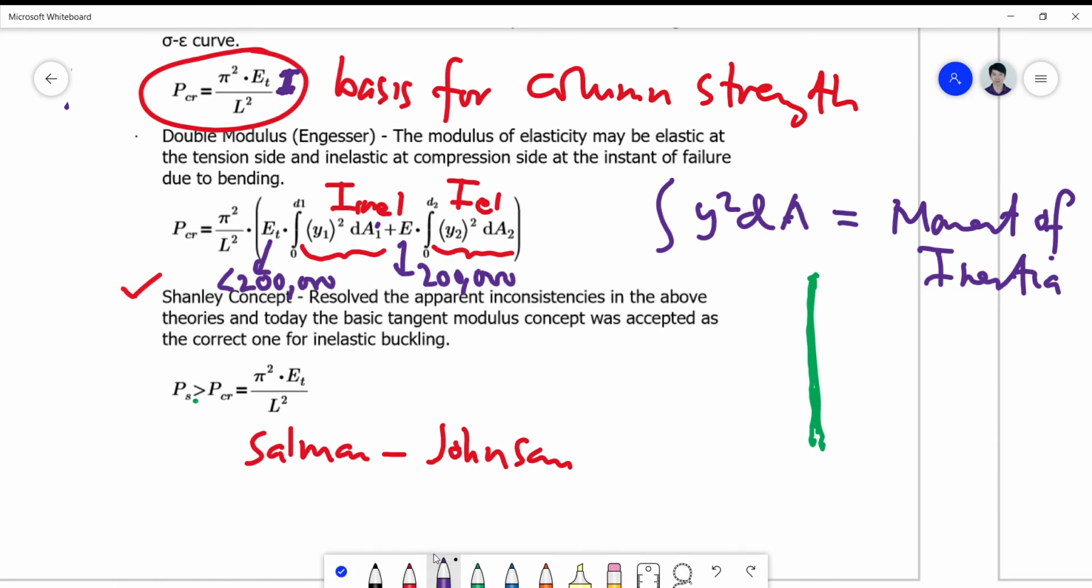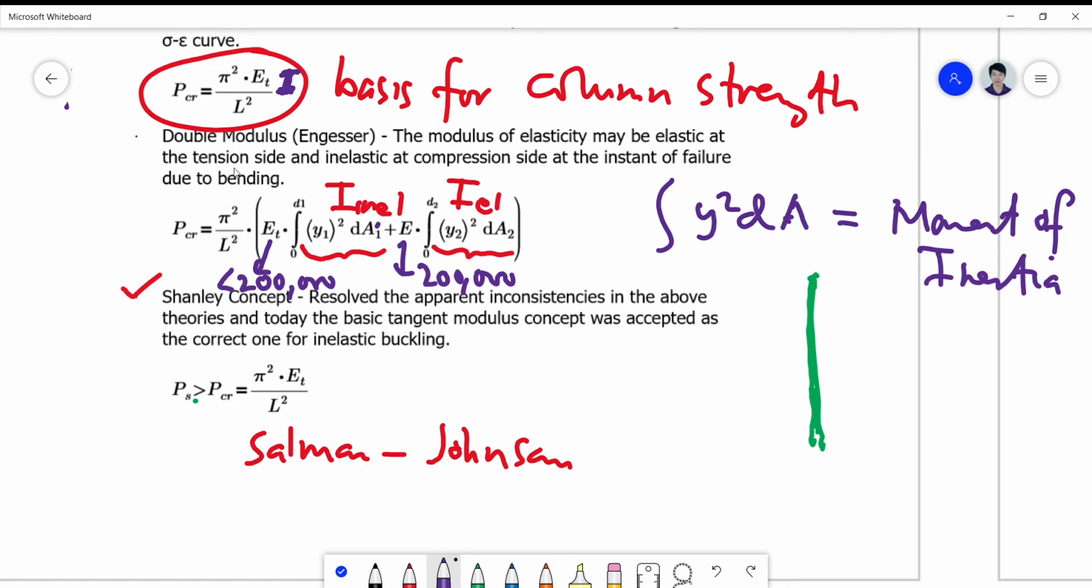he verified the work of Engesser and found out that your P_S, or the P of Shanley, is just a little bit greater than the P_cr of the tangent modulus theory. But we cannot use P_S since the more critical value will be the smaller value, and therefore the accepted theory that is now used is the basic tangent modulus concept.